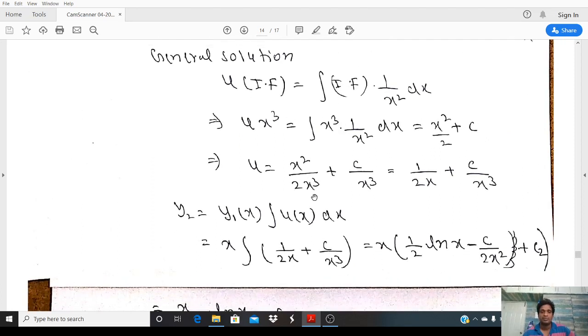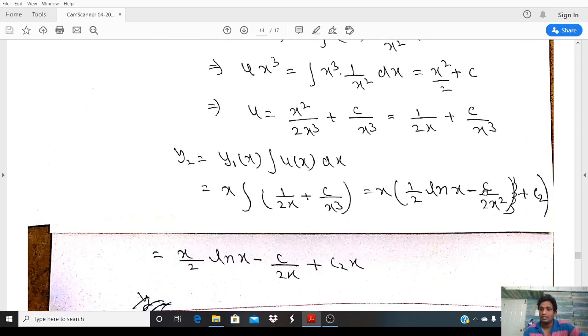So it becomes u into x cube is equal to the integration of the integrating factor x cube into 1 by x square dx. So after cancelling, the term is the integration of x. If you simplify this, it becomes x square by 2 plus c. So this is the value of u x cube. If I solve for u, dividing with x cube, it is x square by 2x cube plus c by x cube. If you simplify the first term, it becomes 1 by 2x plus c by x cube.